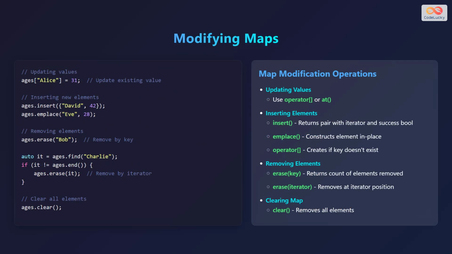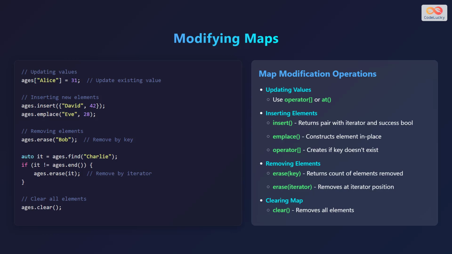Here are some ways to modify maps. Updating values is done by using ages["Alice"] = 31. This will update the existing value for Alice to 31. Inserting new elements can be done as follows: ages.insert({"David", 42}), or ages.emplace("Eve", 28). Removing elements is done by ages.erase("Bob"), where Bob is the key. Or you can remove by iterator, like so: auto it = ages.find("Charlie"). Check if it is valid, and then call ages.erase(it). To clear all elements inside a map, call ages.clear.